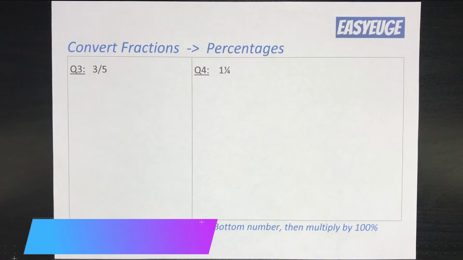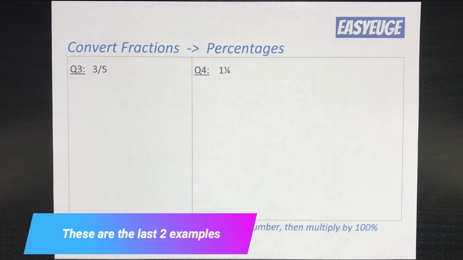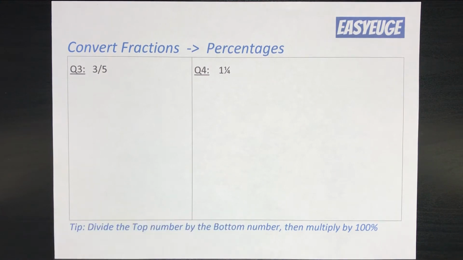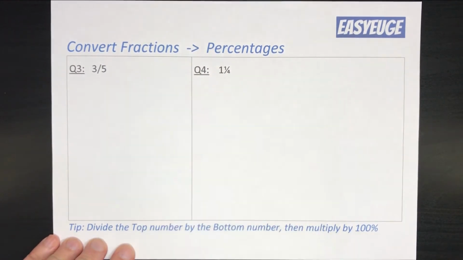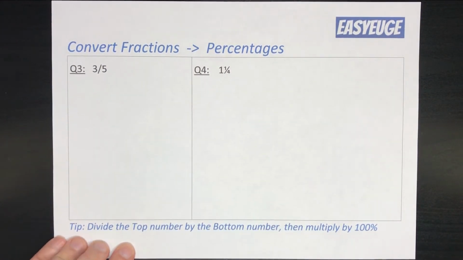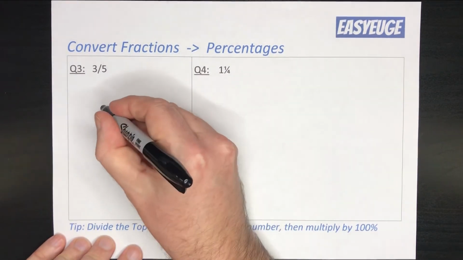Okay, the last 2 examples were quite simple. It was 1 over 10 and 1 over 3. What would you do if you had a fraction like 3 over 5? How would you convert that into a percentage? So all you have to do is remember the trick: just simply take the top number, divide it by the bottom number, and multiply by 100%. Let's get straight into it.